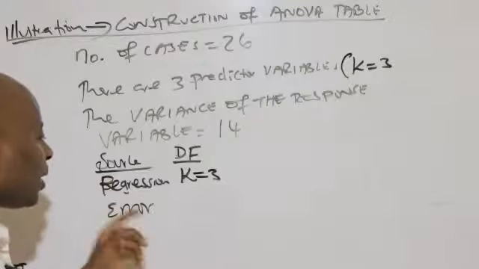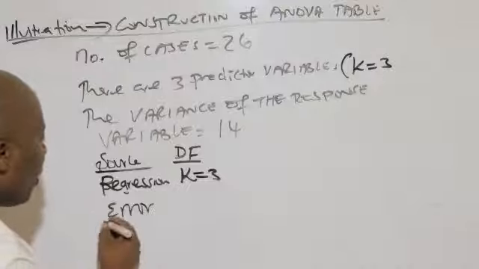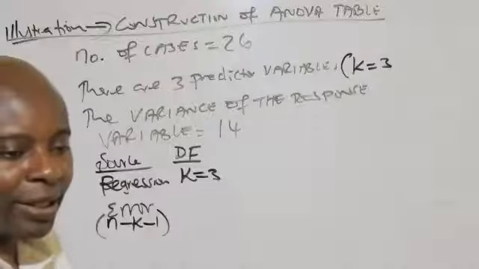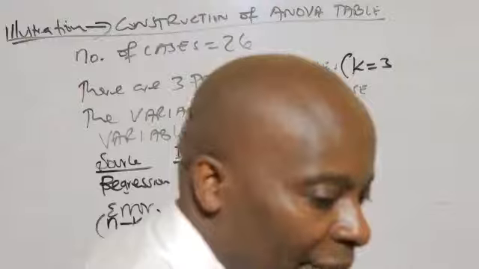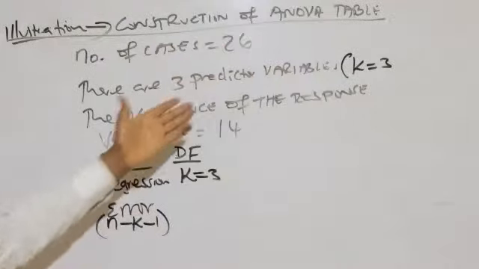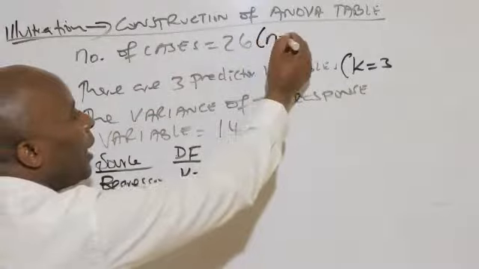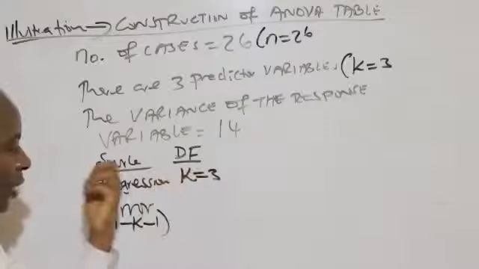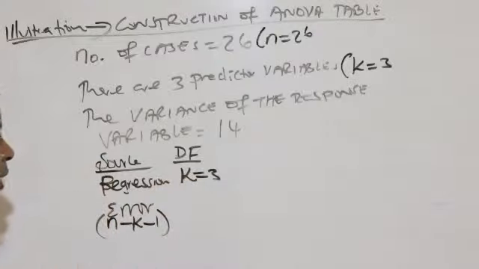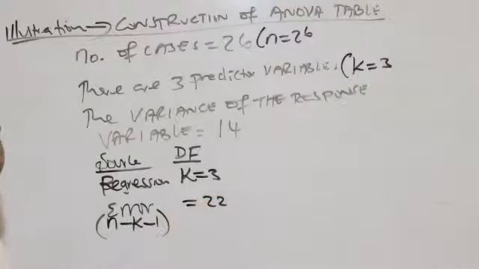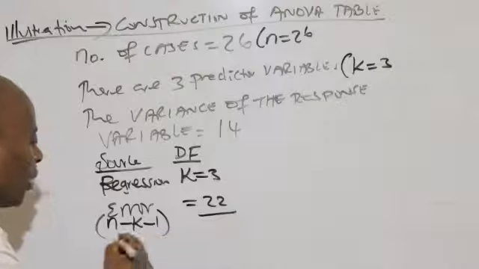How about the error? To get the error degrees of freedom, we normally take n minus k minus 1. What is our n? The number of cases here is 26. So I'll take 26 minus this k, which is 3, minus 1. So we have 26 minus 3 minus 1, giving us error degrees of freedom of 22.